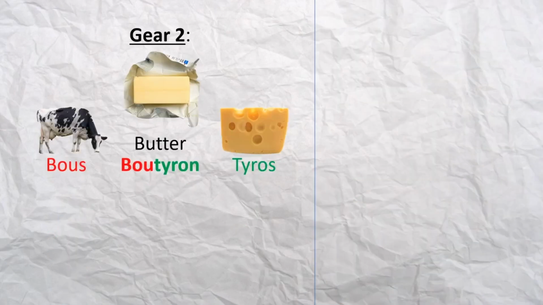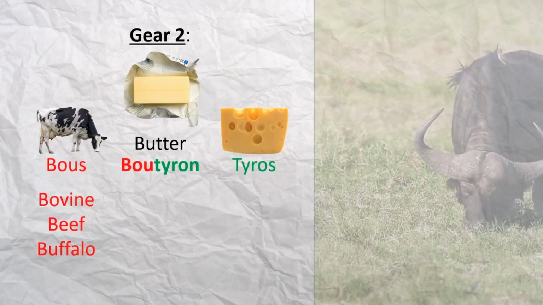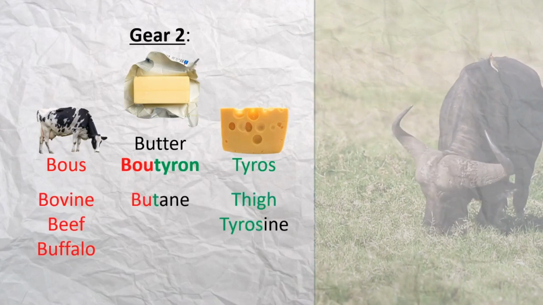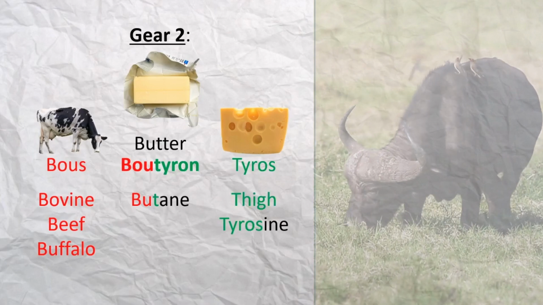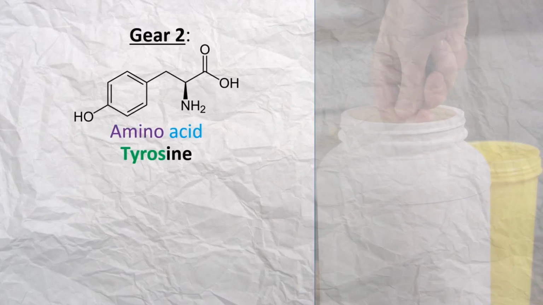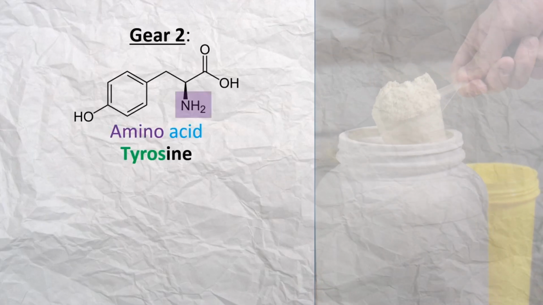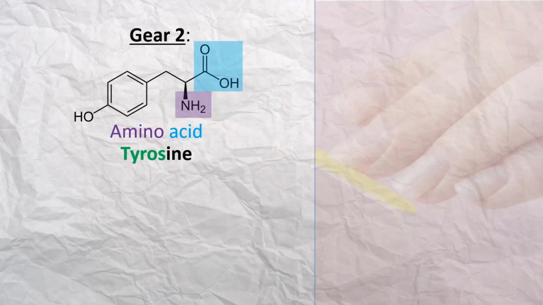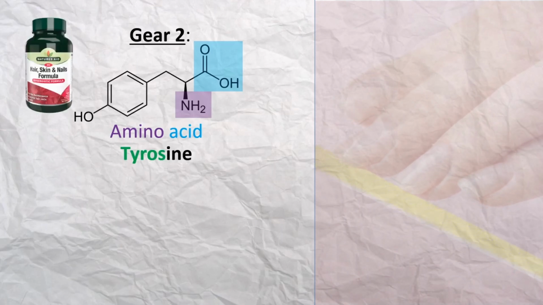Round 2. Several words link to butter, such as bovine, beef, buffalo, butane, thigh, and tyrosine. But I'm going to focus on butane and tyrosine. Tyrosine is one of the 20 naturally occurring amino acids. They're called amino acids because they've got an amine group and an acid group. Amino acids form the building blocks called proteins in your body, in your hair, skin, and nails.